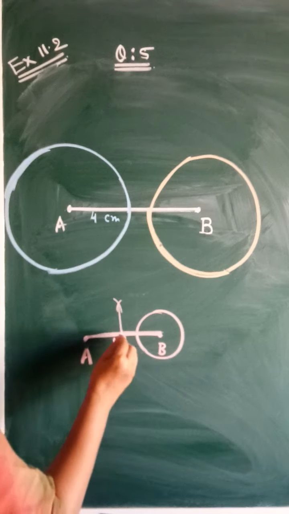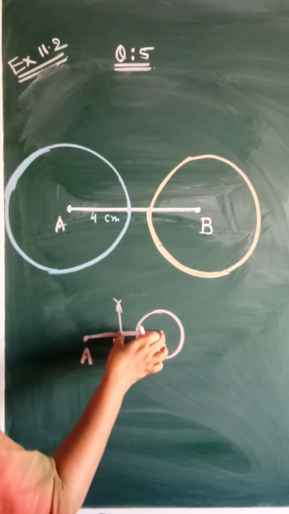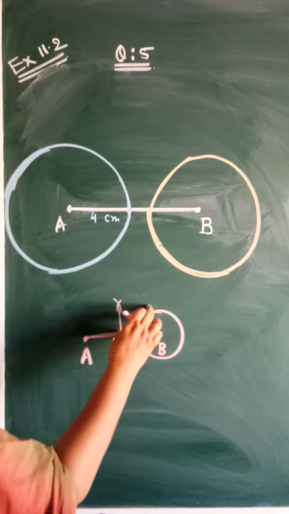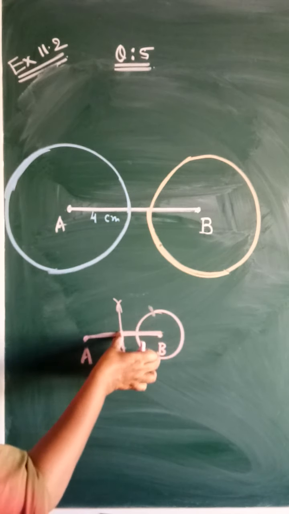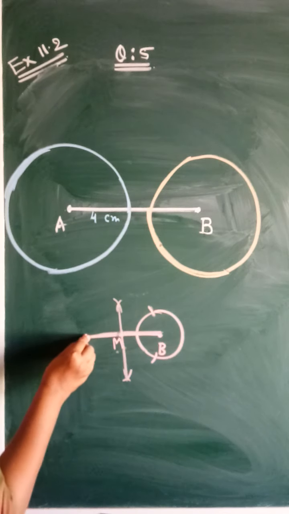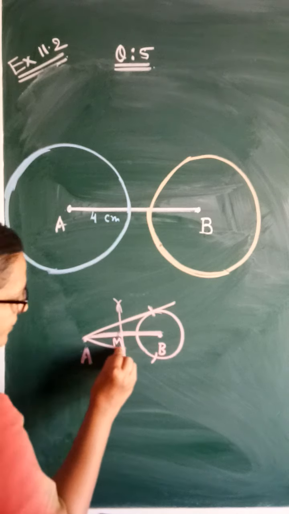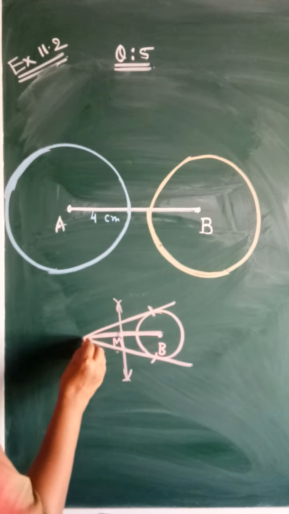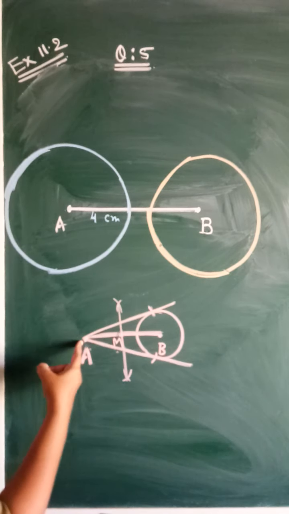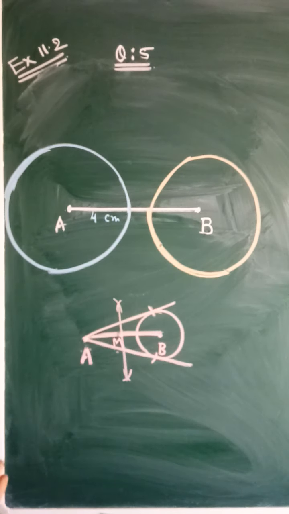Now taking MP as a radius, don't draw the whole circle, taking this radius, give an arc here and similar way give an arc here. So these are the two arcs. Now join that. So these are your tangents from center A to the circle with center B.